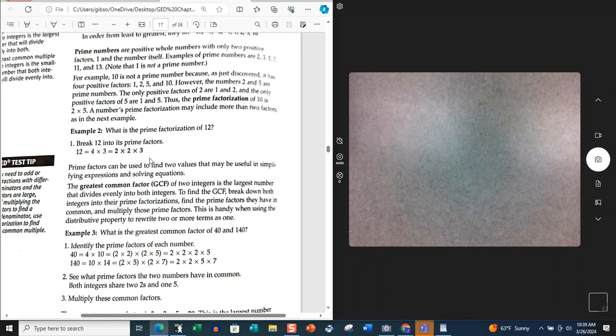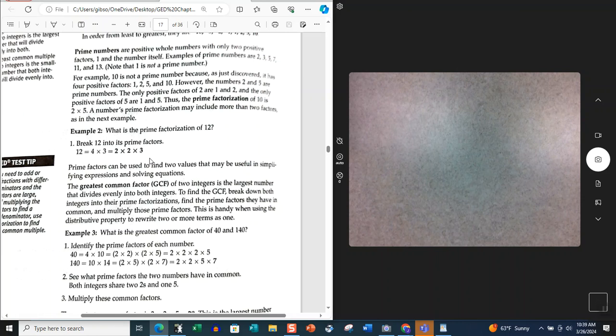Prime factors can be used to find two values that may be useful in simplifying expressions and solving equations. The greatest common factor, GCF, of two integers is the largest number that divides evenly into both integers. To find the greatest common factor, break down both integers into their prime factorizations. Find the prime factors they have in common and multiply those prime factors. This is handy when using the distributive property to rewrite two or more terms as one.